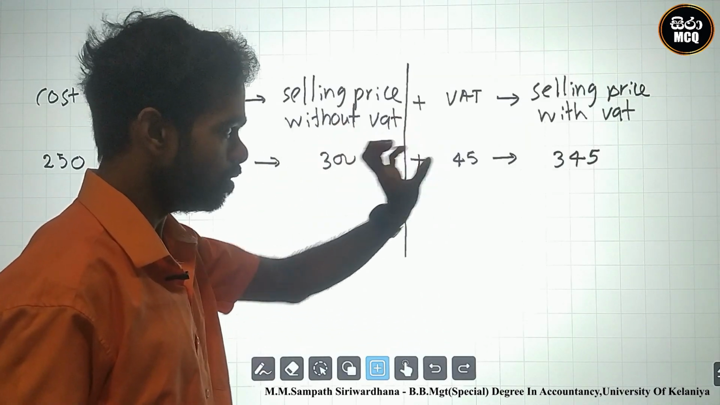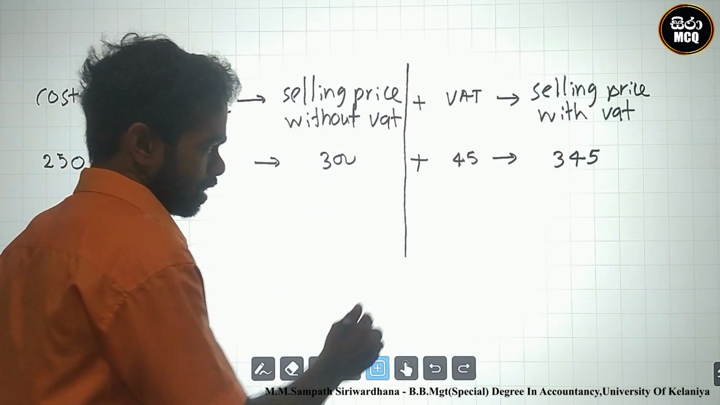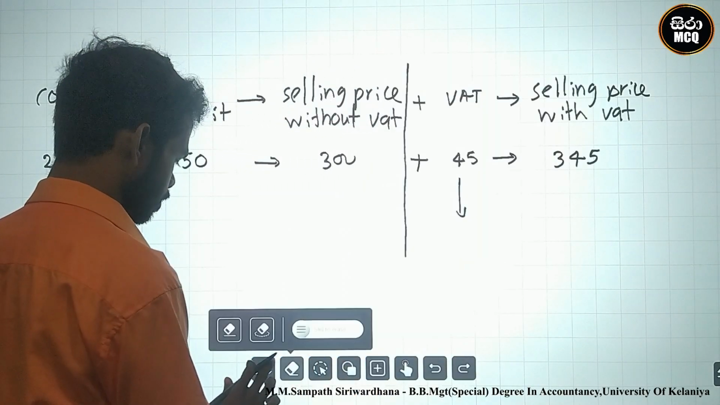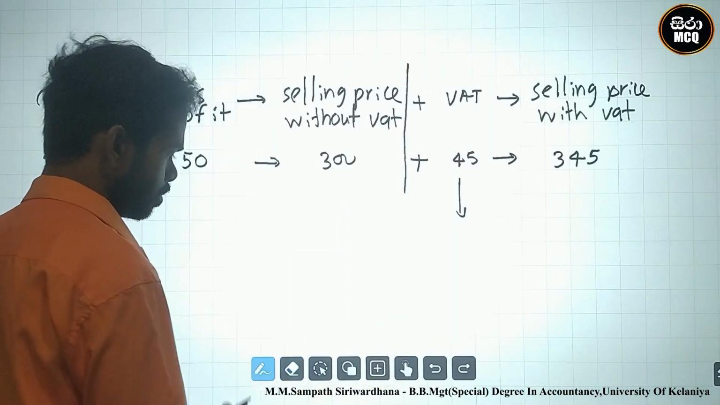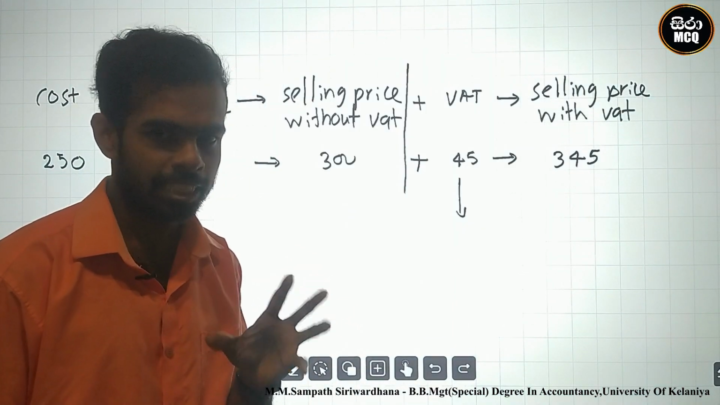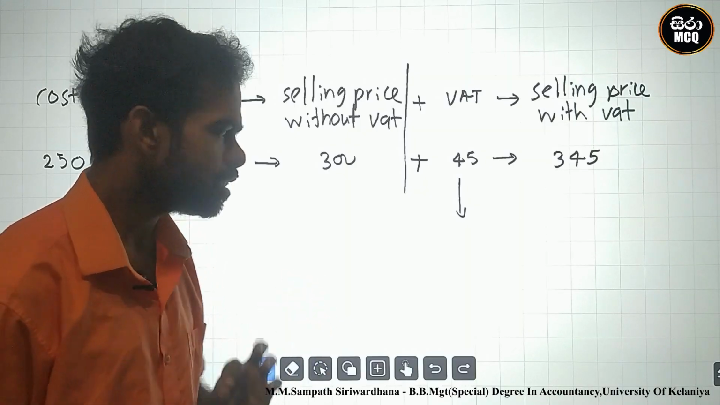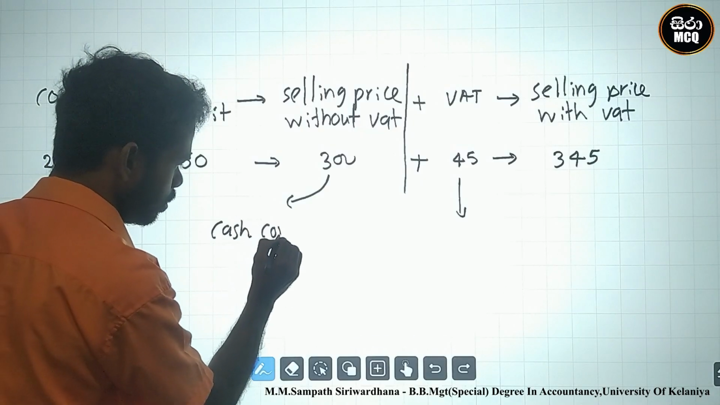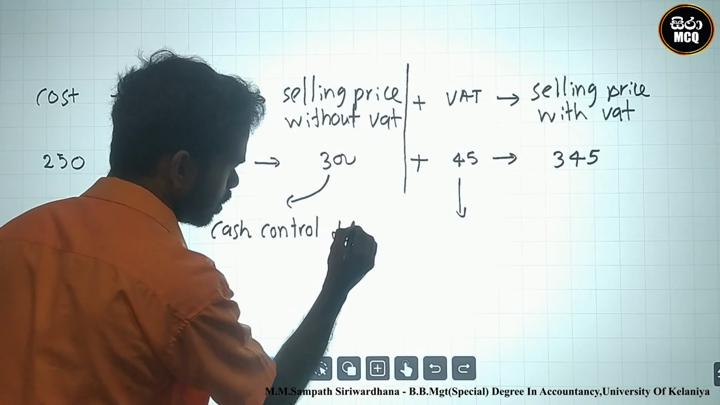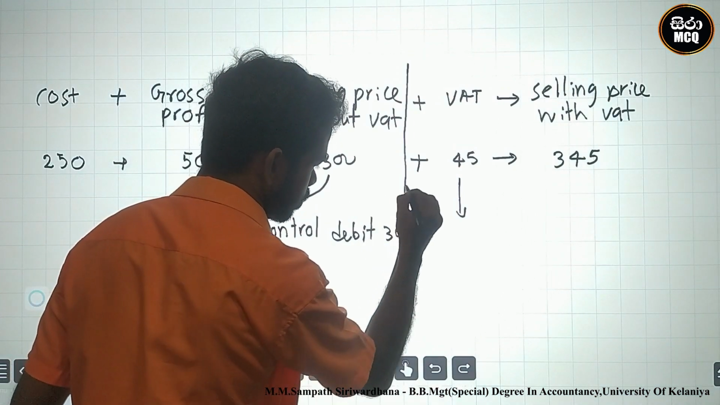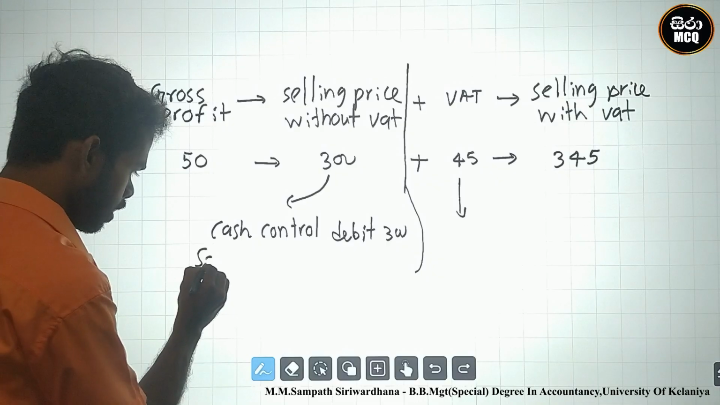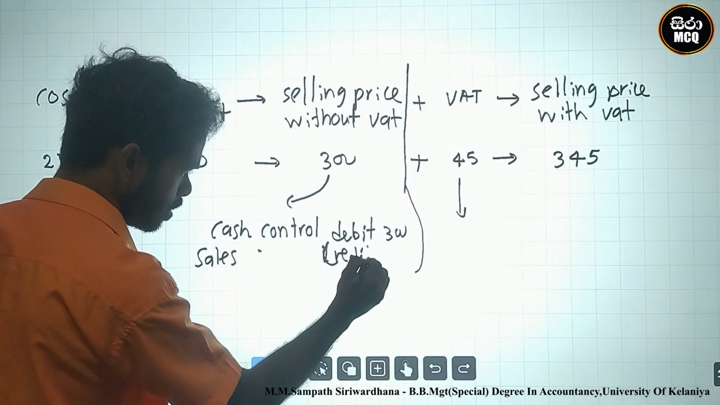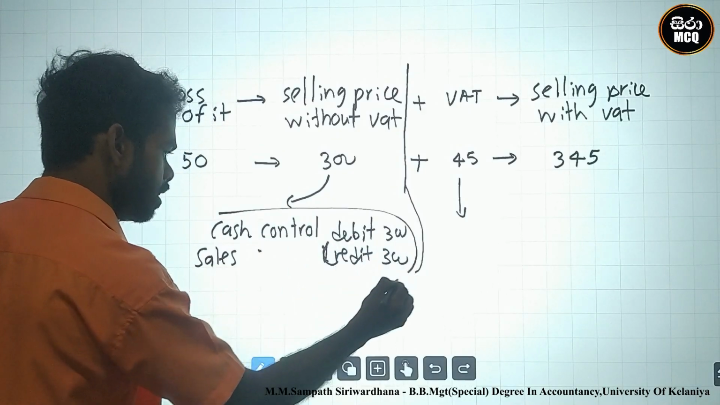After that, we must identify the VAT. Firstly we must identify the double entries of VAT. You know what a cash sale is, no? What is the double entry for cash sales? Cash sales means selling price, no? Debit cash control 300. Okay, credit to sales account. Sales credit 300. This is the double entry.